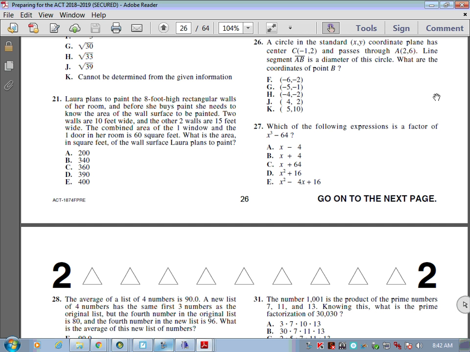A circle in the standard xy coordinate plane has its center at negative 1, 2 and passes through 2, 6 at A. Line segment AB is a diameter of this circle. What are the coordinates of point B? So this is what I want you to understand: you could use coordinate paper for this, but they're saying this is my center at negative 1, 2, and A is at, let's just say, 2, 6. B would have to be on the other side of that because it's a diameter.